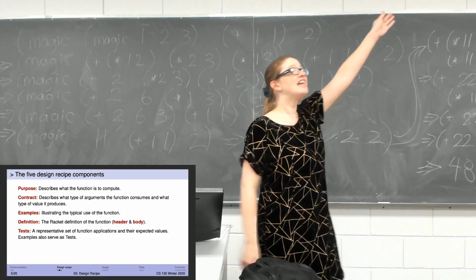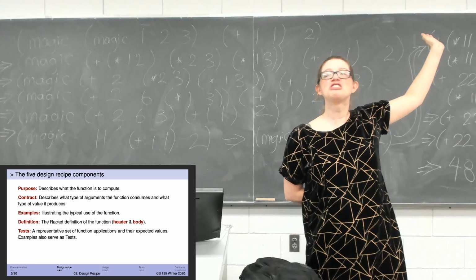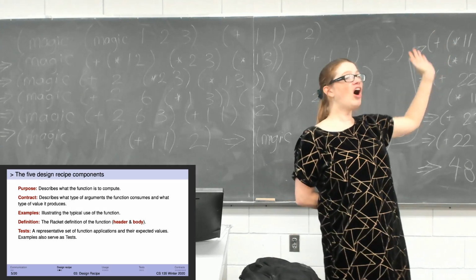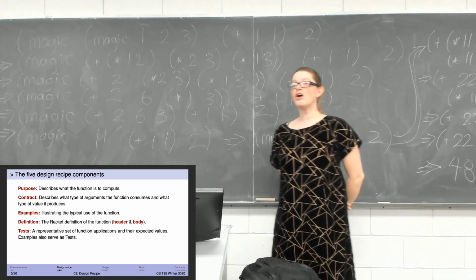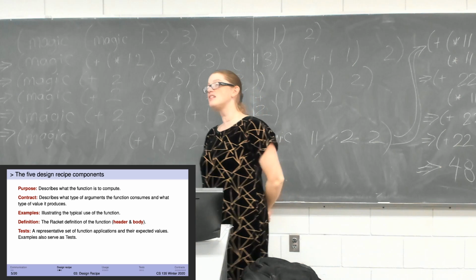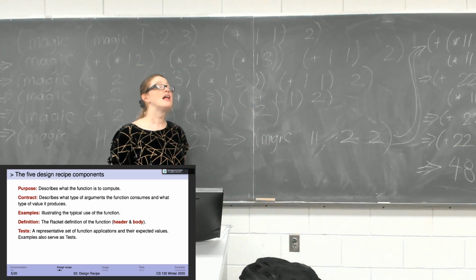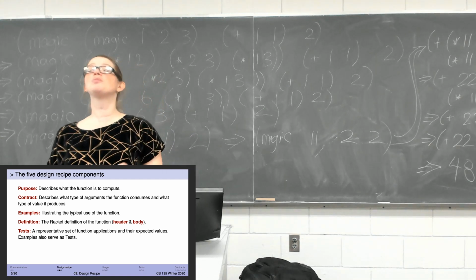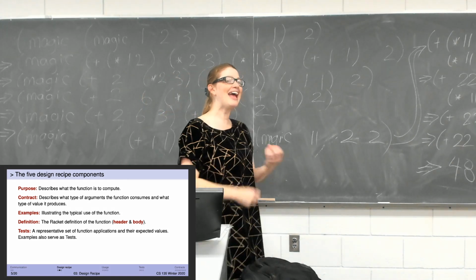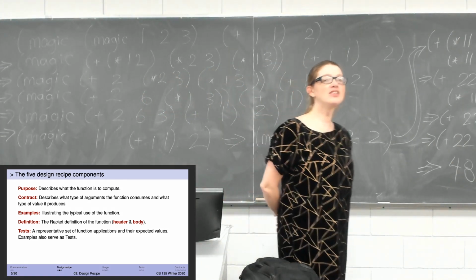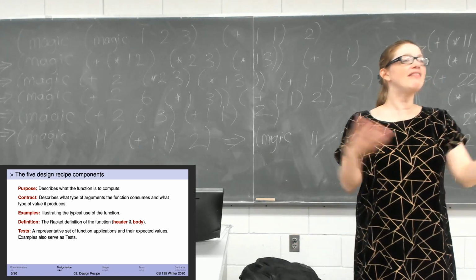Now, a purpose, it doesn't matter what programming language you use, you should actually have a description of what this function does. The contract, on the other hand, is something that's very specific to the Racket language. What a contract does is it's going to specify the types of all of the arguments, but it also specifies the type of the value that is produced by the function. So if you look at a function like add, the parameters to add are numbers. It doesn't make sense to take a bunch of strings and add them together.